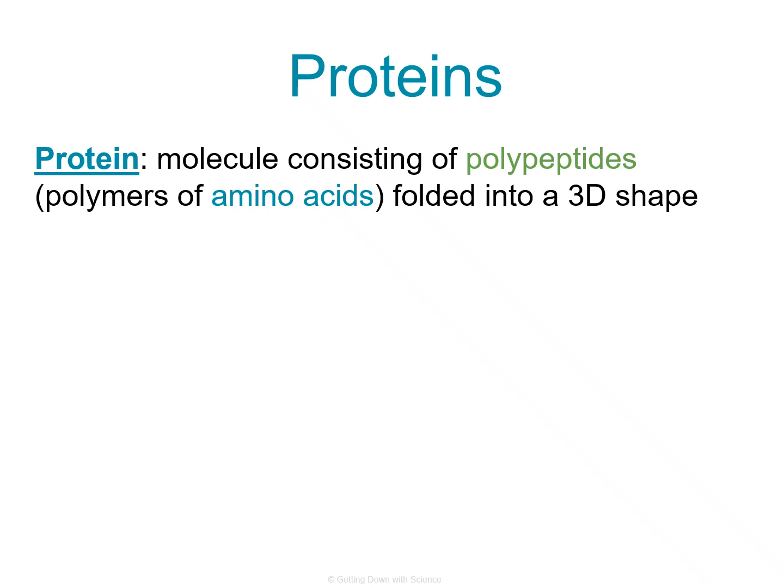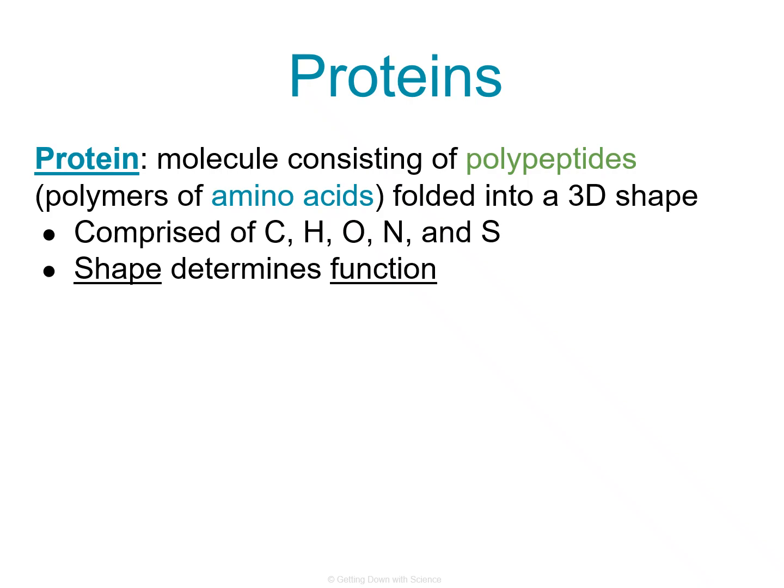So proteins are molecules consisting of polypeptides, and these are polymers of amino acids, and these are then folded into 3D shapes. So if you think back to our protein folding lab, we eventually made a 3D shape of hemoglobin. They are comprised of carbon, hydrogen, oxygen, nitrogen, and sulfur. The shape determines the function. So the shape or the structure of the protein determines what that protein is going to do.